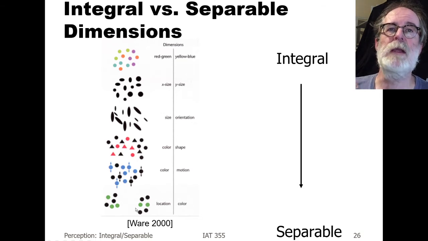And here, the easiest things to separate is location and color. So you can see there's 2 groups, the left group and the right group, right? And within each of those groups, there's 2 other groups, the green and the black. So those are separable. And the range is, these are more easily separable, those are integral. And there's just this range.